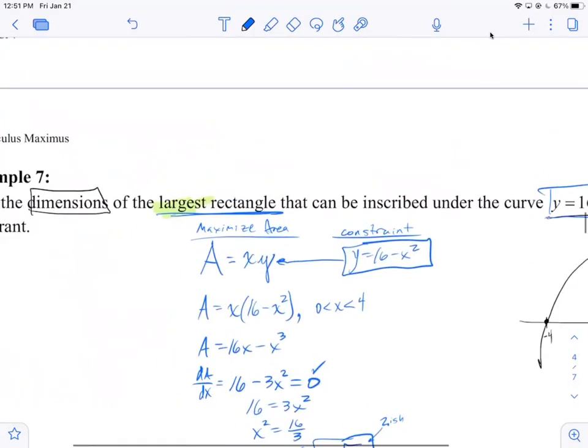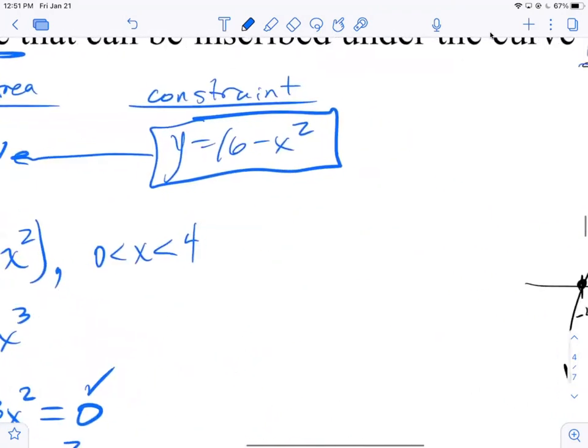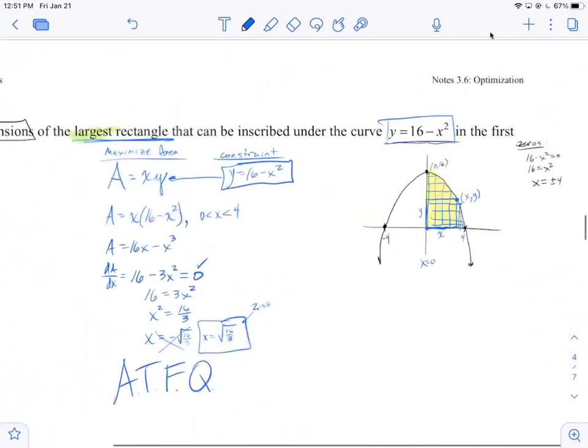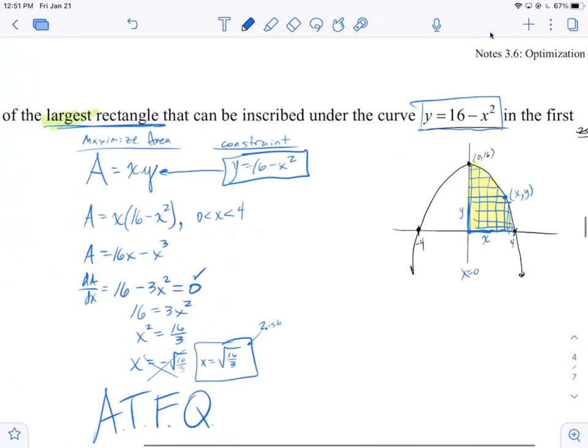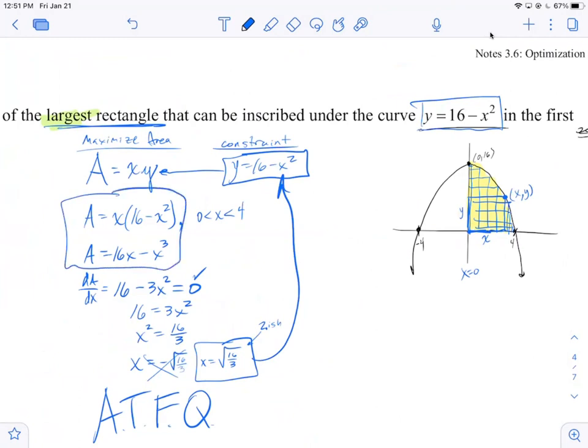All right, it asks for the dimensions. So dimensions are length times width. Well, we already know the x value. How do we find the y value? Plug it in here. Now, if it did ask for the actual area, remember we have 2 different area equations in terms of x. So this would be to find A, and then we plug in here to find y. So let's do that.